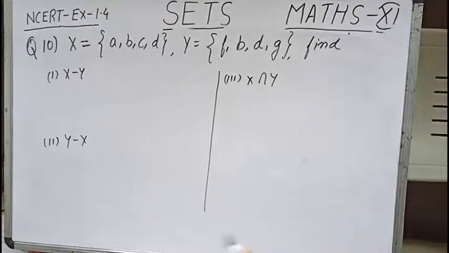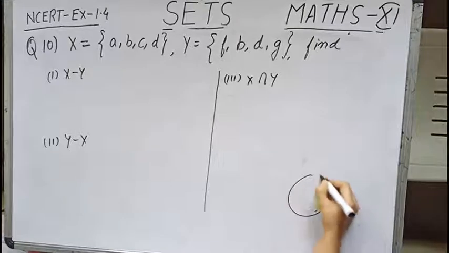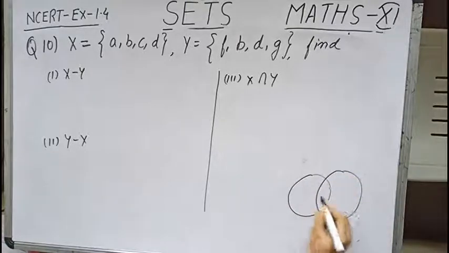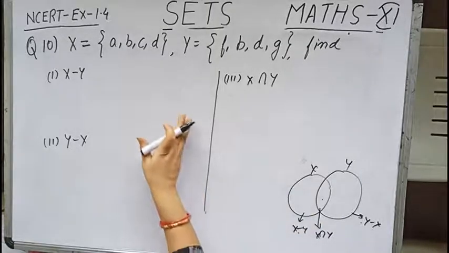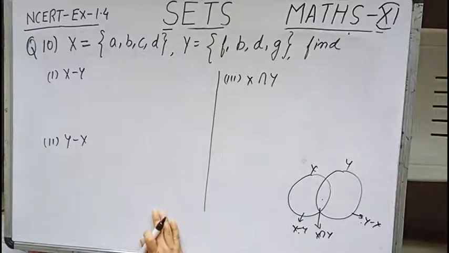Now children, in the concept part we have also done in the Venn diagram part that if x is a set, y is a set, this portion is x minus y, this portion is y minus x, and this portion is x intersection y. Clearly x minus y, y minus x, and x intersection y are disjoint sets. Let us see through the given question as well.